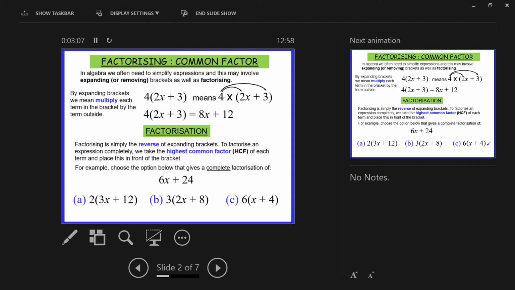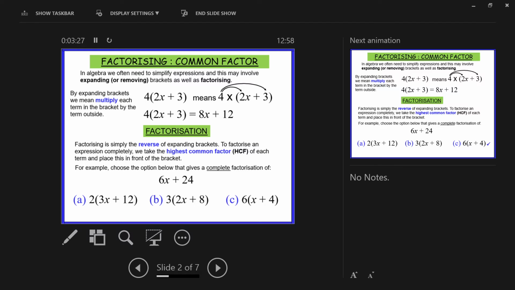Now have a look. How do we double check whether we factorized correctly? We say 6 times x is 6x, and 6 times 4, that is 24. Okay, now how do we get there? I'm going to quickly show you how my class from last year preferred it.